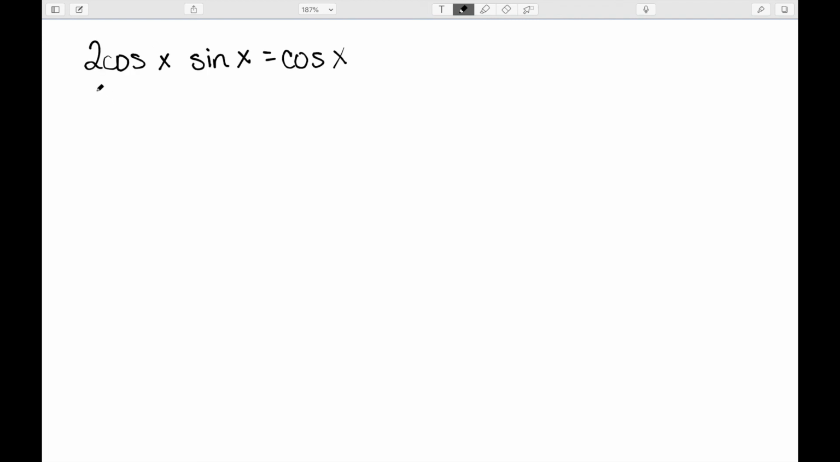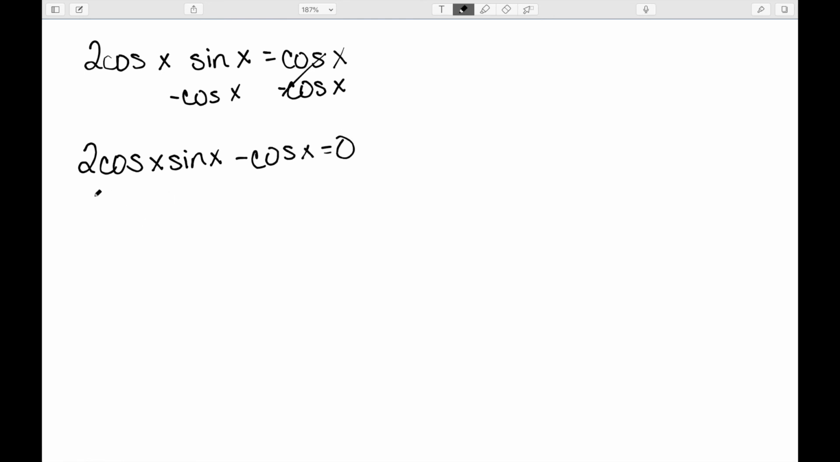Next, let's look at 2 cosine x sine x equal to cosine x. This seems a little bit tricky, so I'm going to start by actually just subtracting cosine x from both sides to get everything on one side. That gives me 2 cosine x sine x minus cosine x. And from here I can actually factor. I can factor out a cosine. When I do, I get 2 sine x minus 1.